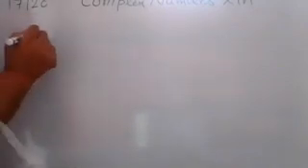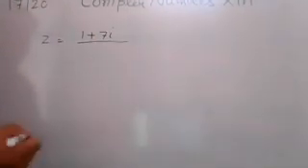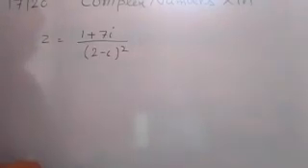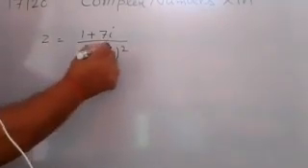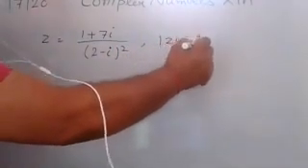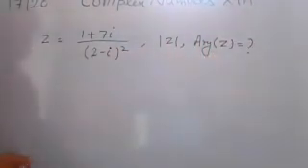In the same way, next question. Z is equal to 1 plus 7i upon 2 minus i whole square, and you have to find the mod of z and the argument of z. Mod of z and argument of z are required.